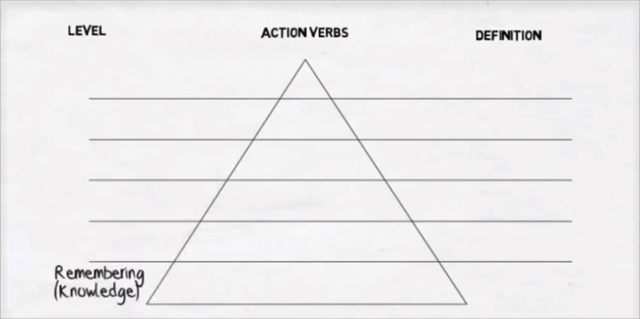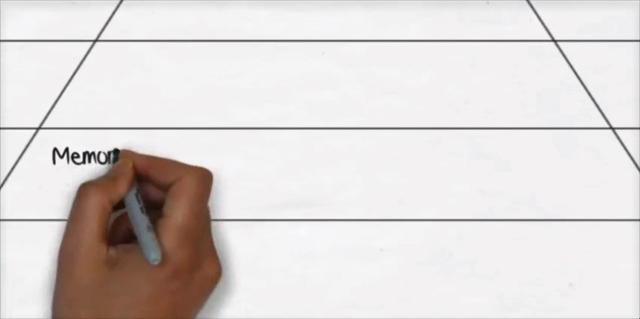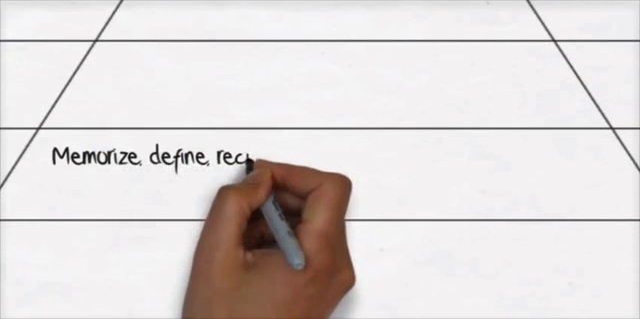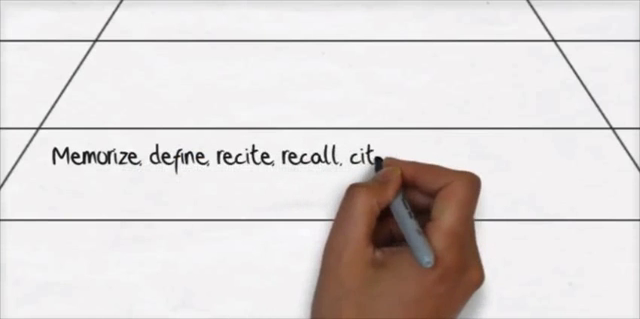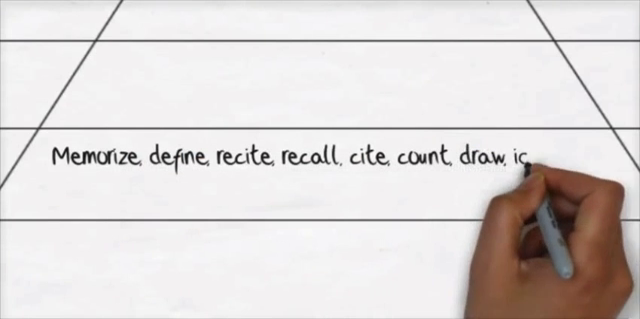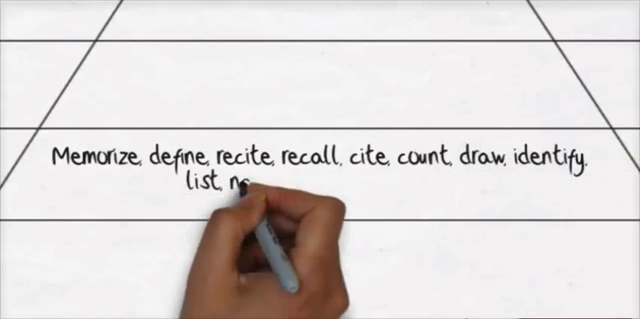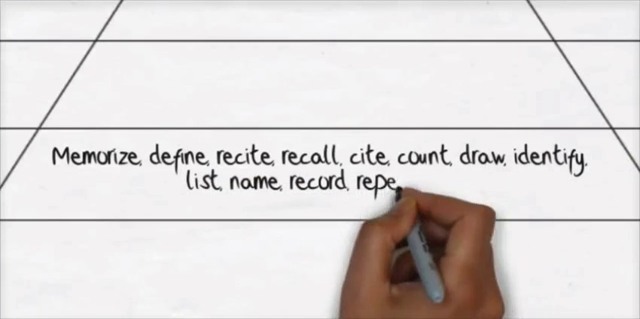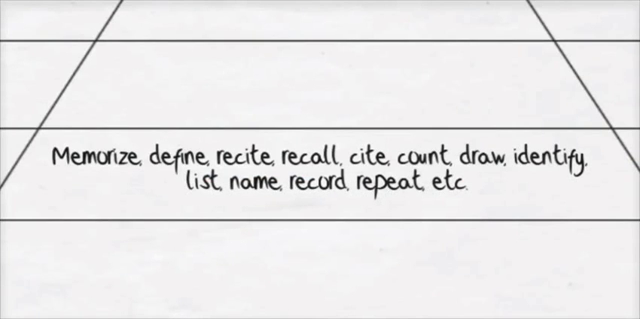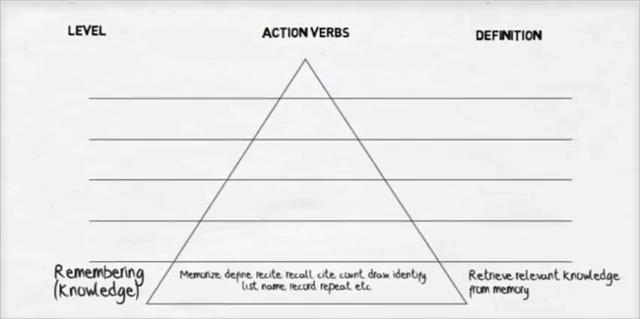Now, the first level is about remembering or knowledge. It's the foundational level of Bloom's taxonomy. It really is defined as the ability to retrieve relevant knowledge from memory. Now, when you look at some of the action verbs, you'll see things like memorize and define, or one of my personal favorite is identify. You'll also see list, name, record, repeat. So these are some of the ones you may use.